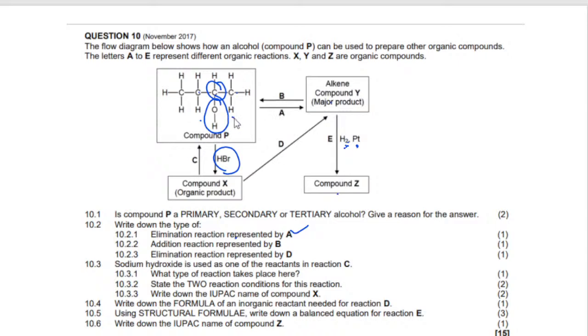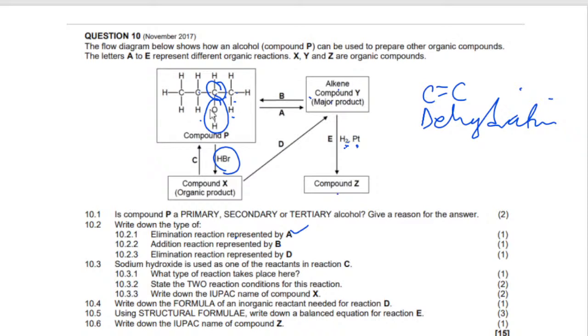So from here to here, I have an alkene, meaning that I introduce a double bond. So it means that the water is going to be removed. Therefore, it becomes dehydration. Then we're done with that. Next, the addition reaction that is represented by B. Where is B? From here to this.